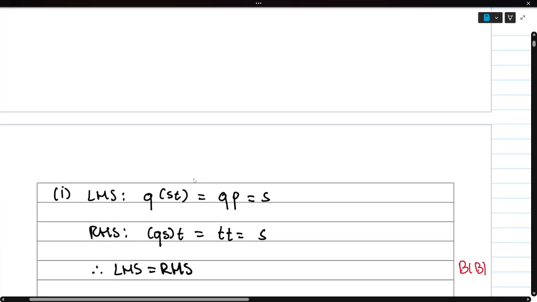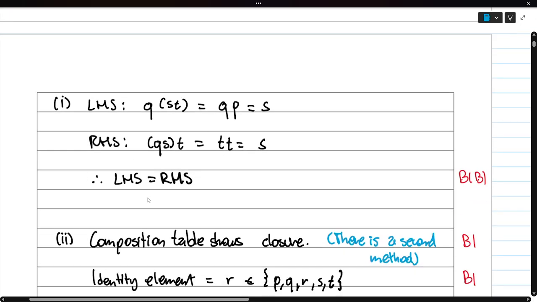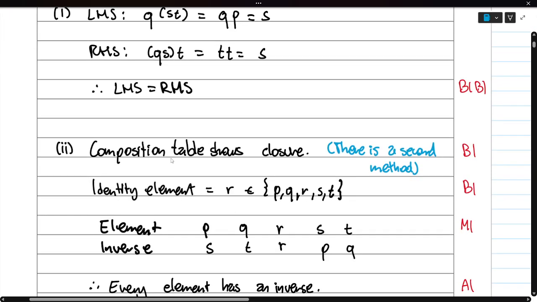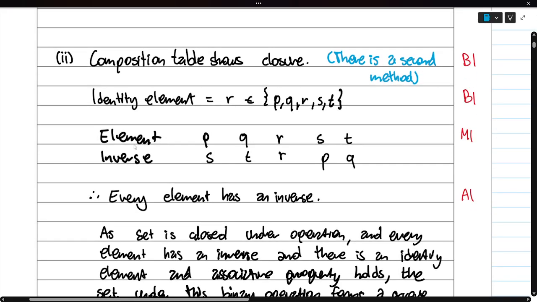QST, if we look at the table, it's quite obvious. You do first ST, ST is P, then QP is S, QS is T, and TT is S. And then you say left-hand side is equal to right-hand side. Second part of this, again, the group axioms I need to prove are closure, every element has an inverse, there's an identity element, and associativity, but we are told to assume associativity holds. So the composition table shows closure, that's enough.